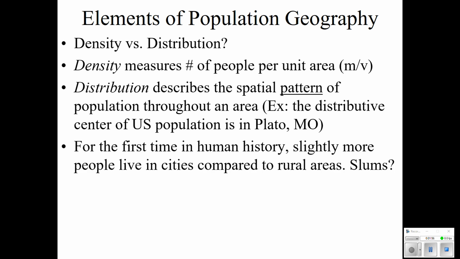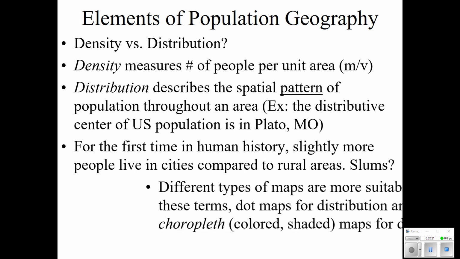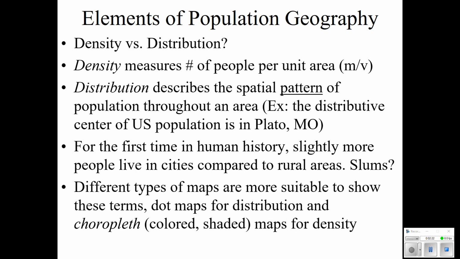For the first time in all of human history, more people in the world are now living in urban places rather than in rural places. So that's, again, a measure of distribution. Where are these people located? And then if you change scale and look within the megacities of Asia, you'll find that a lot of the residents of these cities are living in the slum areas. So again, there's a high density of people in those areas, but the distribution is where are the people across space.